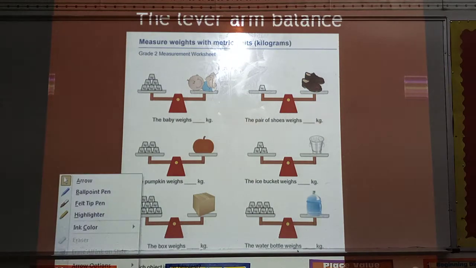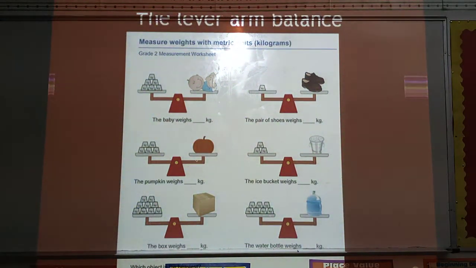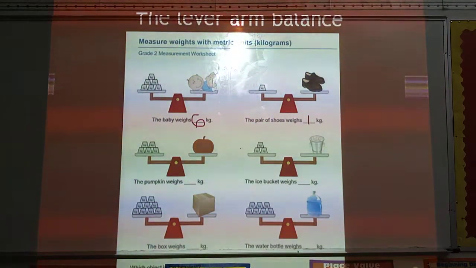Okay, I'm going to answer 2 of these and then leave the rest for you. Now, what is the weight of the baby? 1, 2, 3, 4, 5, 6. 6 kilograms. So I'm going to write here 6 kilograms. And then what is the weight of the shoes? There's only 1 kilogram here. Okay, the standard weight is 1 kilogram. So I'm going to write 1 kilogram. Okay, all right, let's do one more.